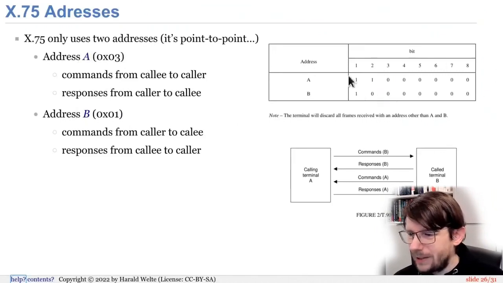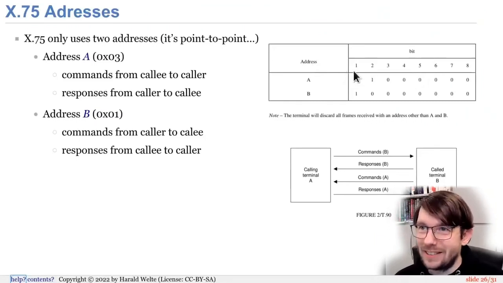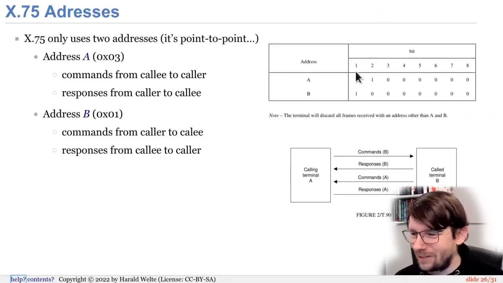Note that the bit order in those X.75 and other related specs is always the wrong way around, at least from where I've been growing up. So it's always the least significant bit is written here and the most significant bit at the end. So this is actually a 3 and this is a 1 if you look at it in decimal notation.